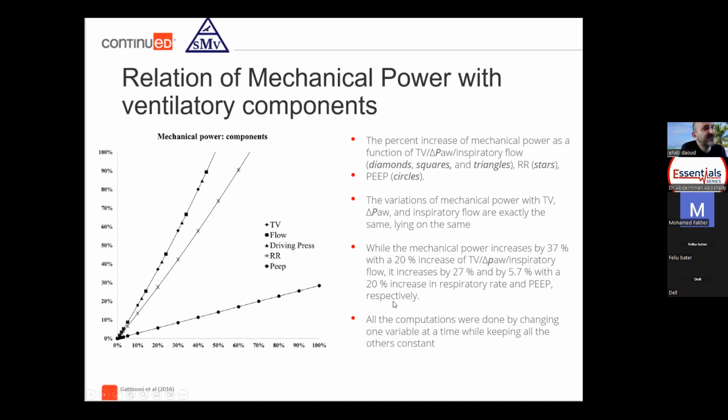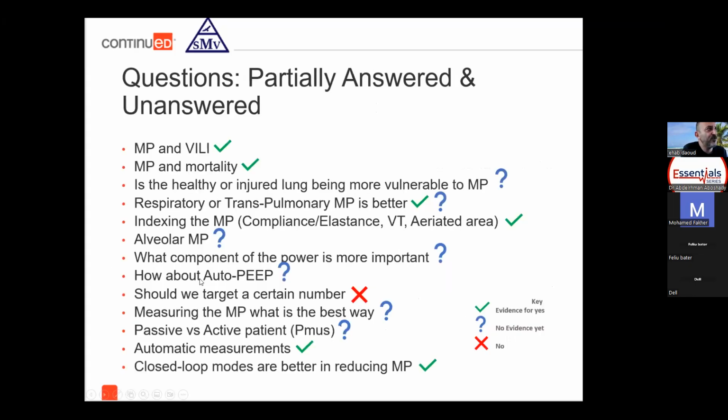Again, this is from one study, and we did some bench studies. I don't think I'm going to talk about it much because we found that our conclusions were different from this. But at the same time, this study that Gattinoni did was on volume control ventilation. We did them on pressure control ventilation.